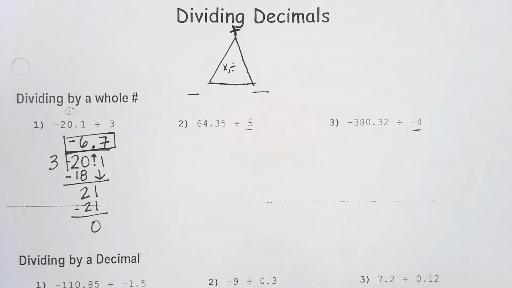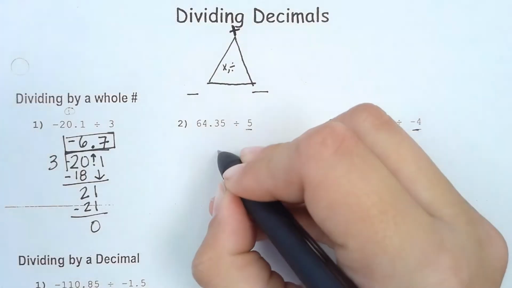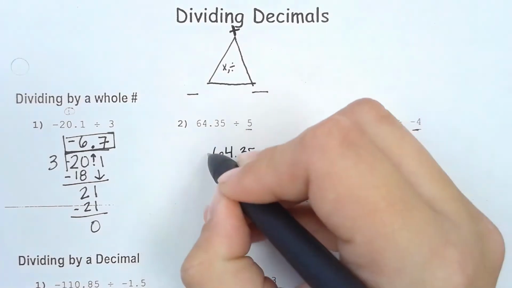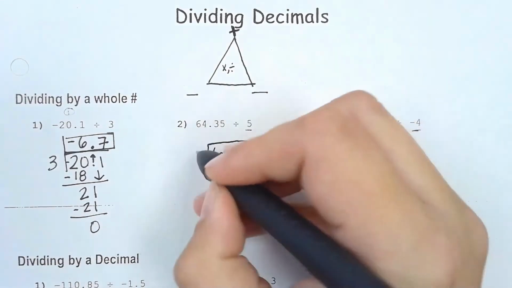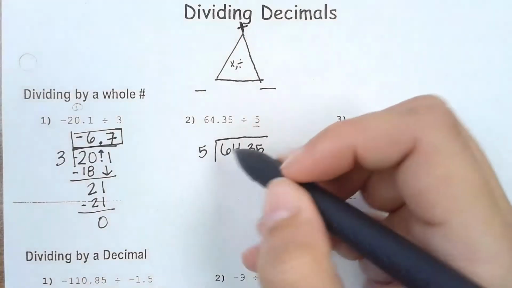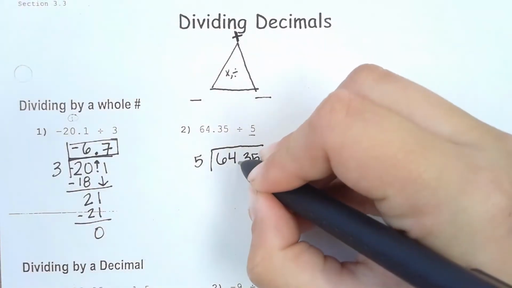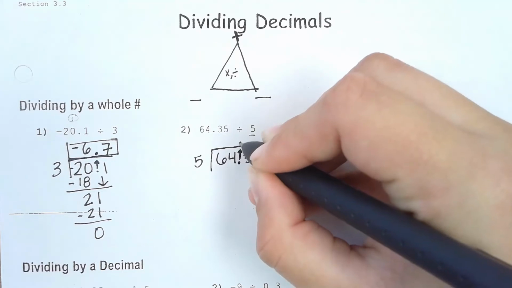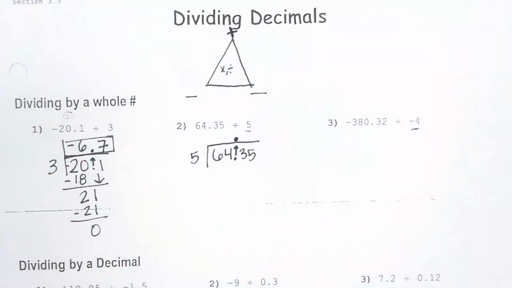Alright, so let's try the next one. 64.35 divided by 5. Again, your first number is your dividend, so that is the number that goes on the inside. Your second number, the divisor, is your whole number of 5. So again, just divide like normal. Oh wait, I forgot to move up my decimal point. I like to do this first so that I don't forget it later, and it helps me place where my numbers go up at the top, okay?